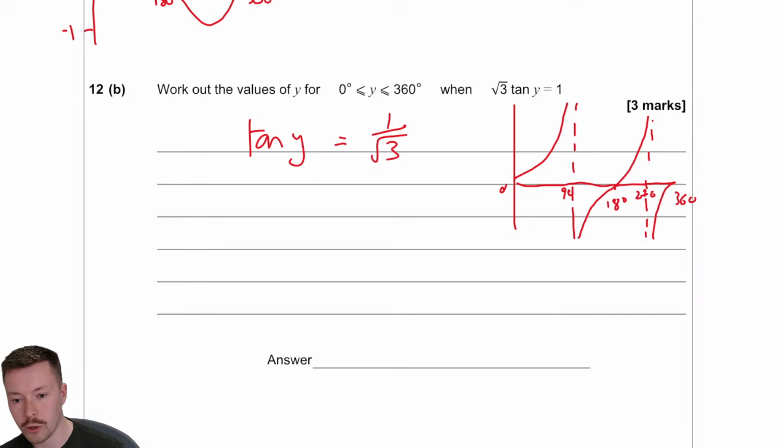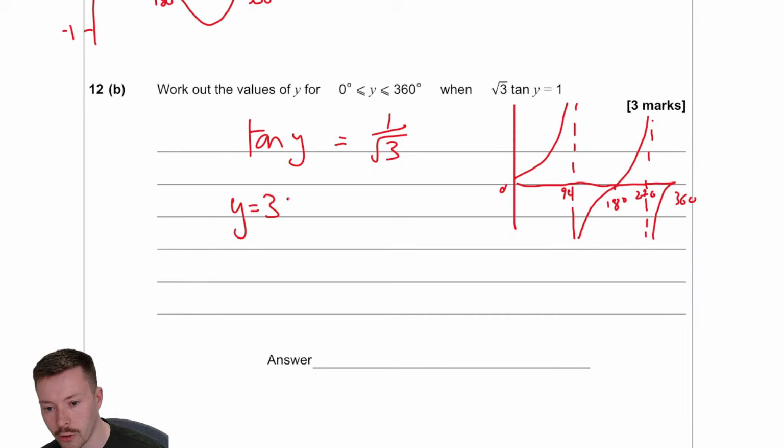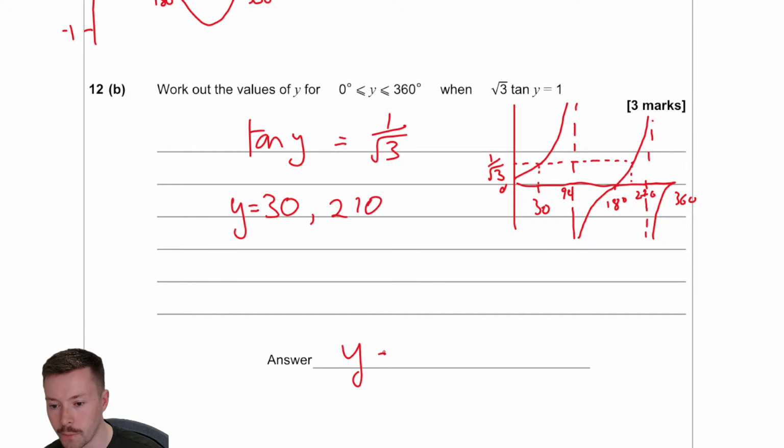So we're looking for y to be 30. If y is 30 here, that goes up, that gives us 1 over root 3. Now if we go along here, it would hit there, which is the same distance from 180, so that would be 180 add 30, which is 210. So that should be our answer.